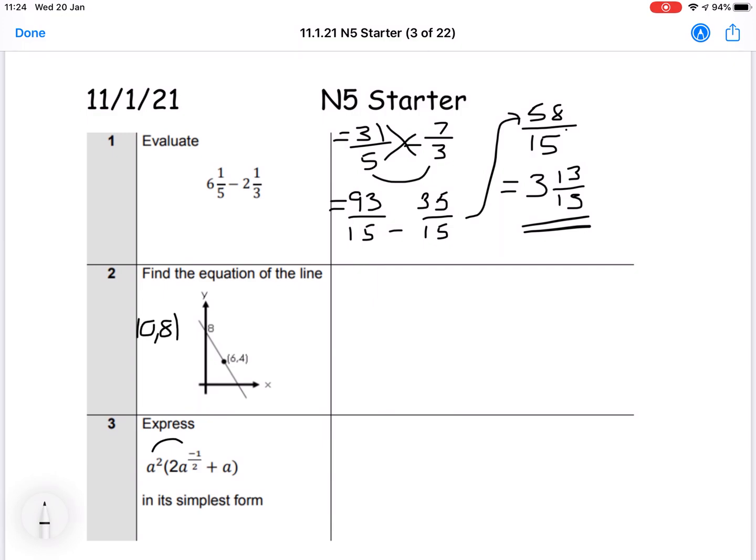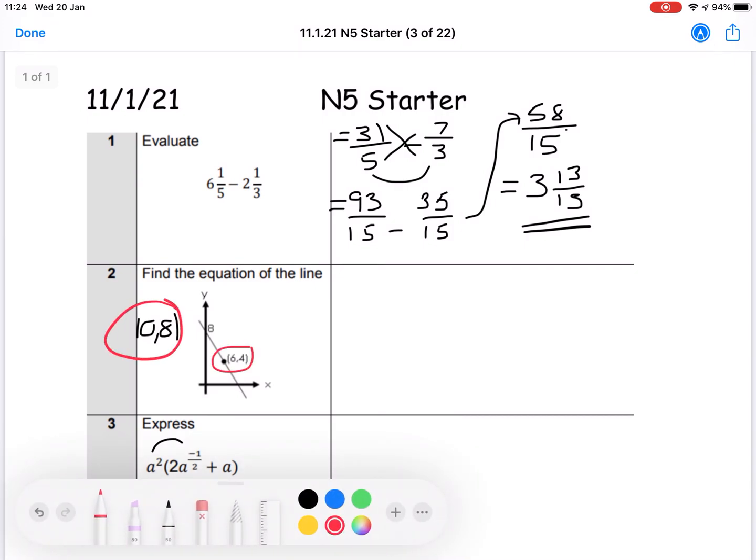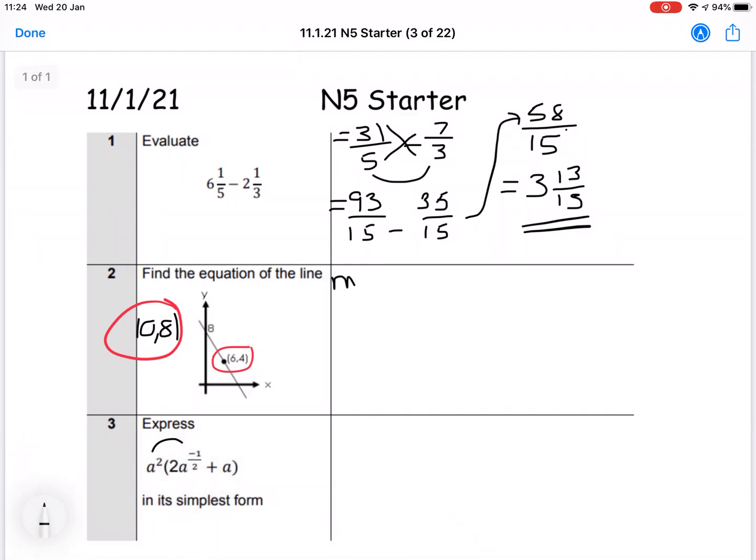Now that you have your 2 coordinates, we can go ahead and do our gradient formula. So your gradient, you've got y2 minus y1 over x2 minus x1. So that's going to give us 4 minus 8 on the top line, and then 6 minus 0 on the bottom line. And if we simplify that, 4 minus 8, well, that's minus 4. 6 minus nothing is 6. And then we would simplify that fraction, so that's going to be minus 2/3.